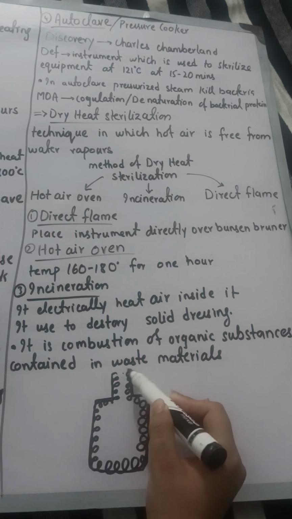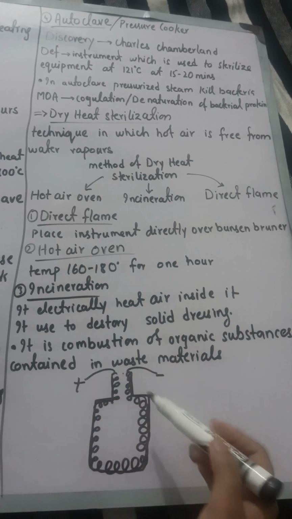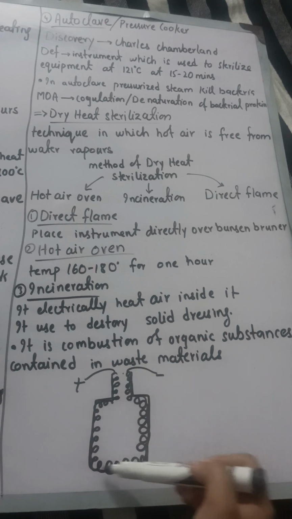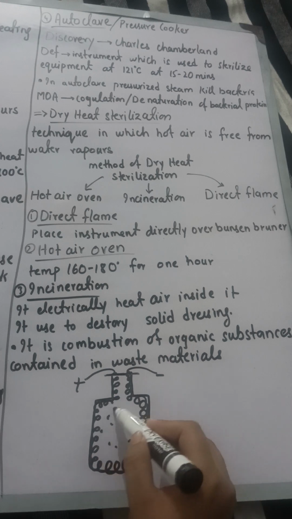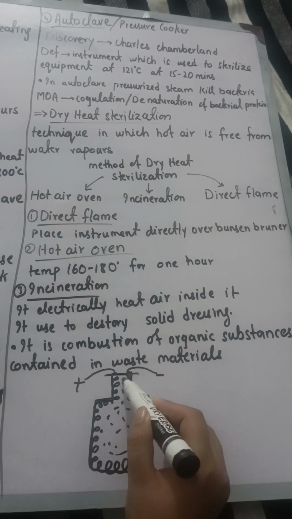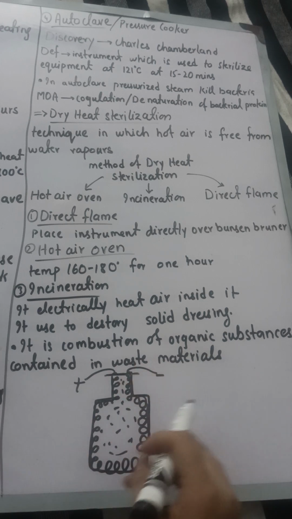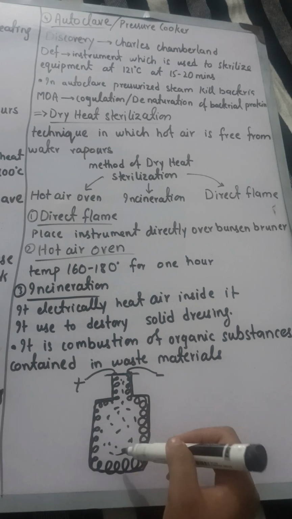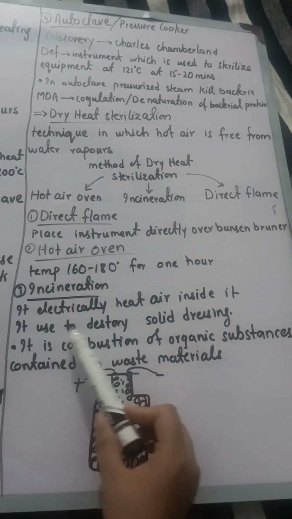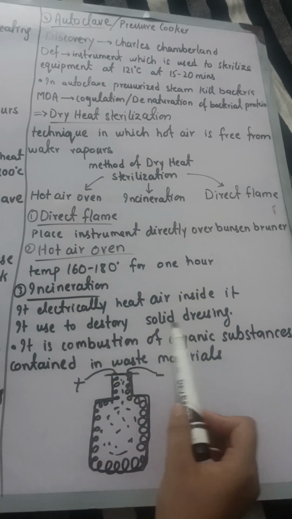One end is connected to one terminal of the electricity and the other end to the other, so one is positive and the other is negative. Now the electricity flows in this spring. It is closed from the upper end, and the air is present inside this apparatus. As the spring is heated up because the electricity passes through it, it also heats the air inside. This is the process in which we electrically heat the air inside. It is used to destroy solid dressings.